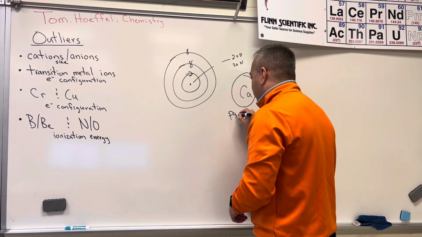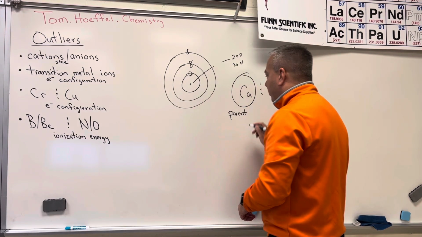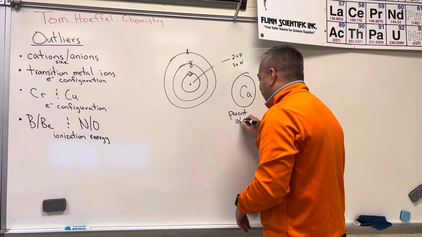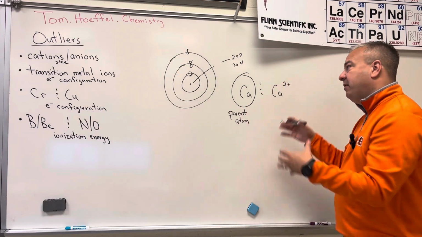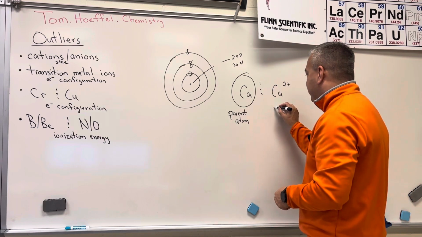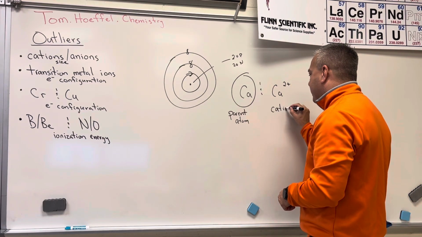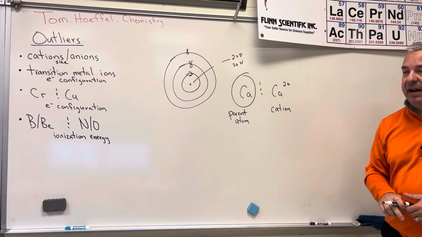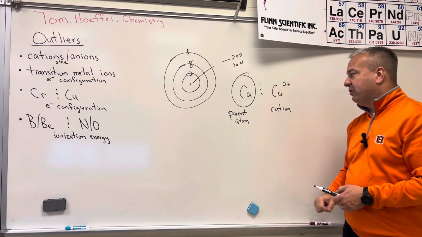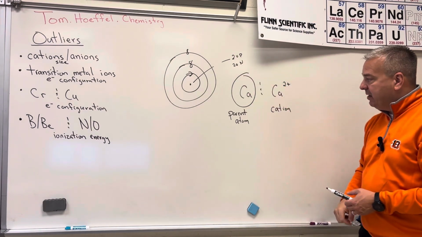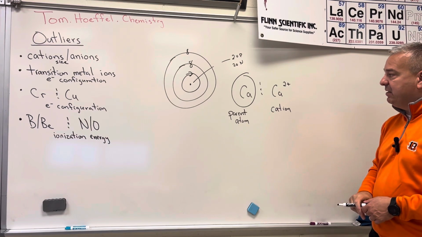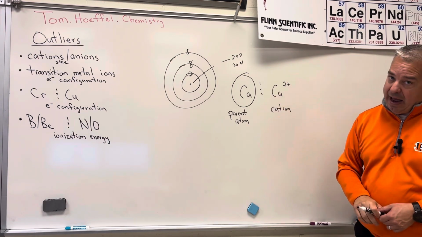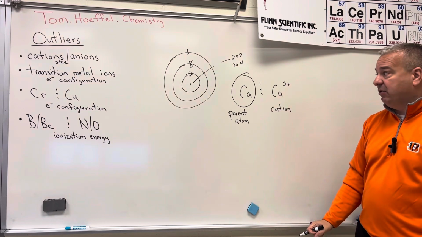A lot of times we call this neutral element the parent atom. And then if they lose or gain electrons, they create cations or anions. In this case, it's a cation because it's a positive ion because it lost 2 electrons. So the parent atom is going to be larger than the cation, or the cation is going to be smaller than its parent atom. Either one of those statements is true.